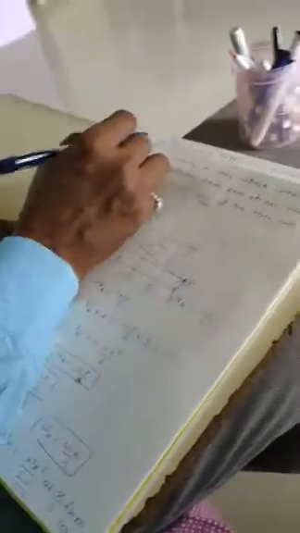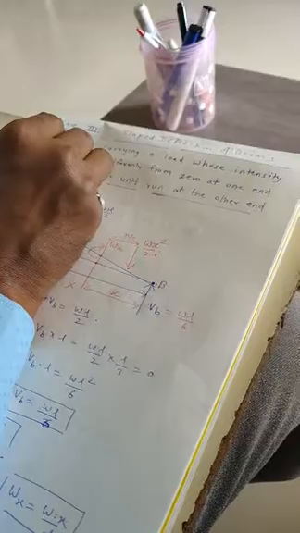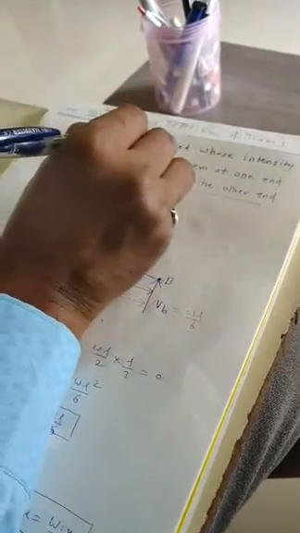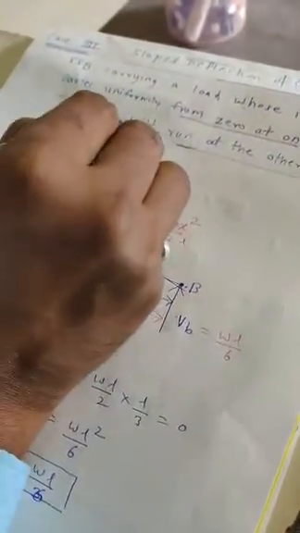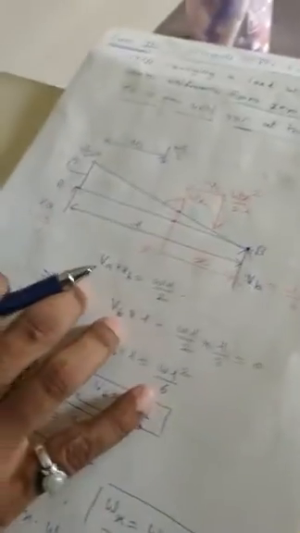Now we'll start case number 3, that is a simply supported beam carrying a load whose intensity varies uniformly from 0 at one end to W per unit run at the other end. For this we have to find the maximum slope and deflection. Half of the derivation I have already written here.